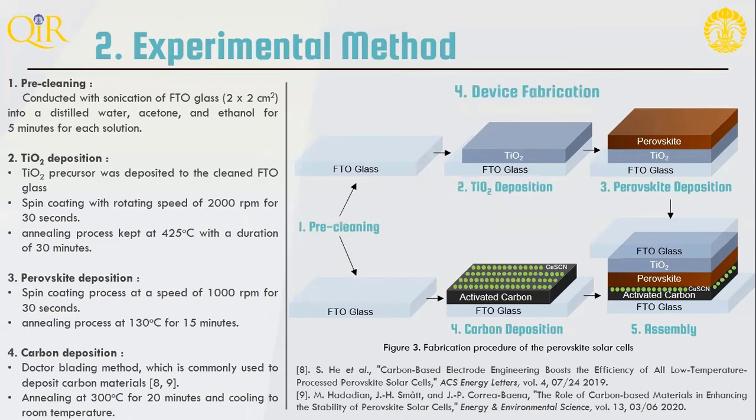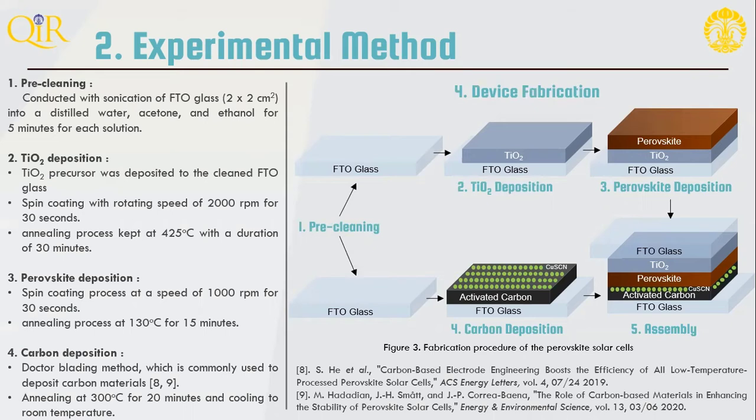In this device fabrication, there are four steps. The first one is pre-cleaning, which is conducted with sonication of FTO glass with a size of 2 times 2 centimeters square in distilled water, acetone, and ethanol for 5 minutes for each solution. The second one is titanium dioxide deposition. The titanium dioxide precursor was deposited on the clean FTO glass, followed by a spin coating process with a rotating speed of 2000 RPM for 30 seconds. Then it was followed by an annealing process at 425 degrees Celsius for 30 minutes.